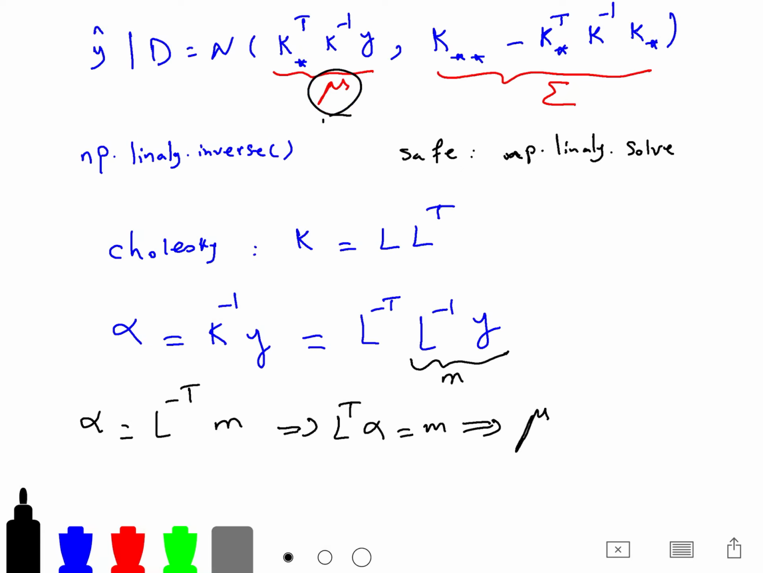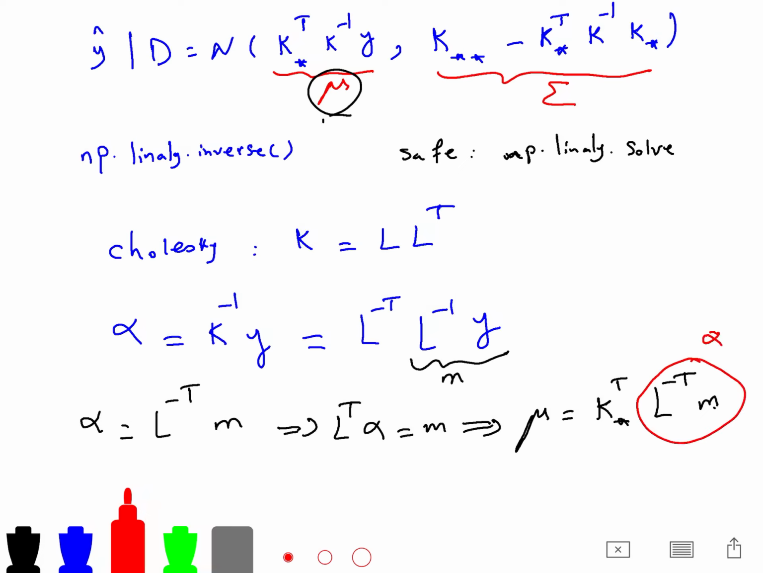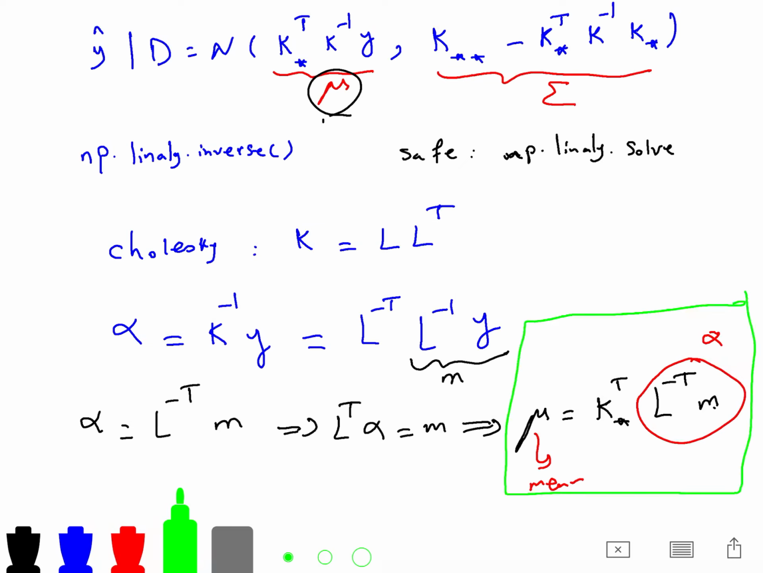So your mean is now K star transpose L minus T m. Remember that this is alpha and this is your mean. So we have calculated the mean without the very strange and bad inversion. Now it is computationally more efficient, more accurate, and more robust. You can do it in Python very fast. Now let's do it for the covariance as well. We have done the mean, now we want to do the same trick for the covariance matrix.